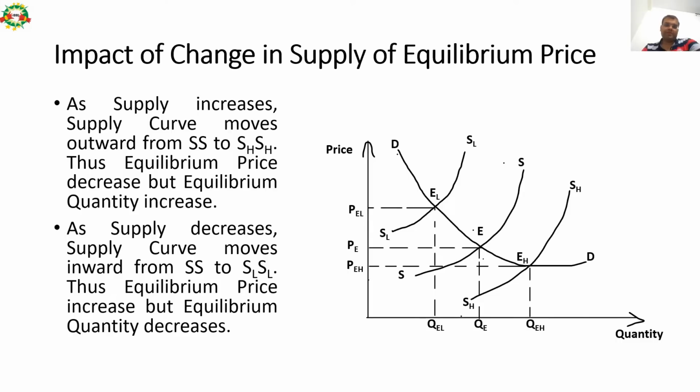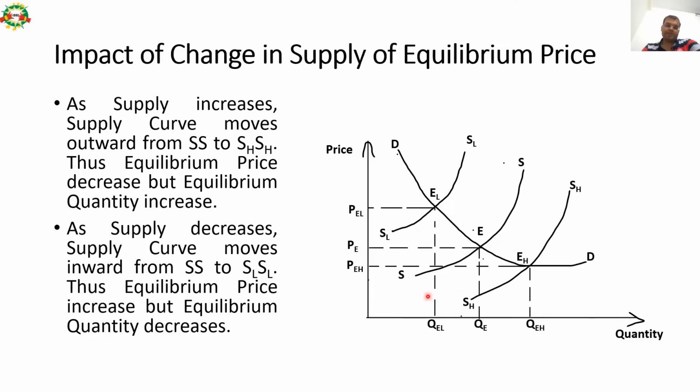What if demand remains constant and supply changes? In that case the demand curve remains constant and supply keeps changing. If supply increases, then the supply curve will move outward from SS to SH SH. This is the new equilibrium point. The equilibrium price will reduce from PE to PEH. However, the quantity will increase from QE to QEH.